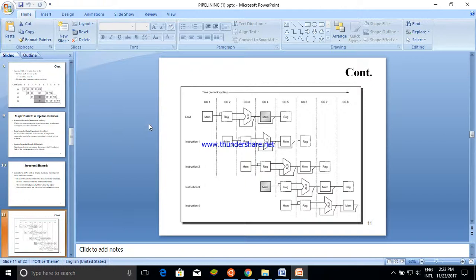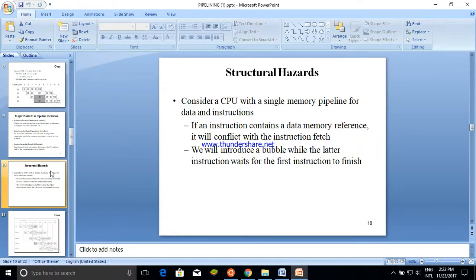Now the problem that we'll face is in instruction 3 at clock cycle 4. Just see there, the memory in the load portion is again needed in instruction 3 at clock cycle 4. So the conflict taking place, according to the structural hazard, is at the same clock cycle. Now what happens is that an instruction contains a data memory reference and the instruction fetch conflicts takes place.